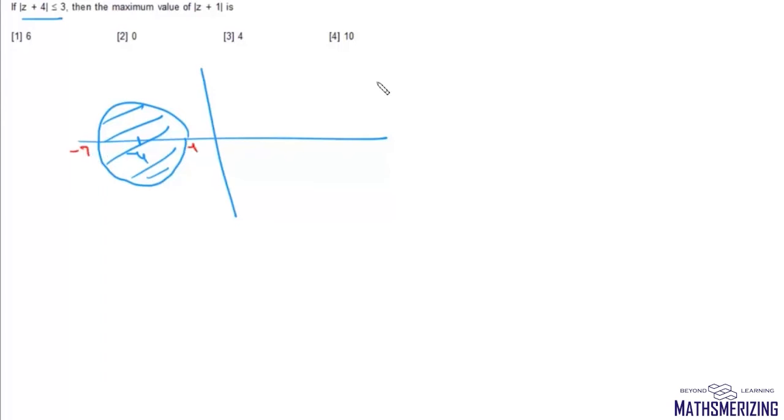Now we need to find the maximum value of mod z plus 1. Now mod z plus 1 is the distance between z and -1. So this is -1, and the point which is farthest from this point is this other point. So the maximum value of this modulus will be the diameter of this circle, which is 6, and that's your option 1. What about the minimum? Minimum will be this point itself, and it will be 0.